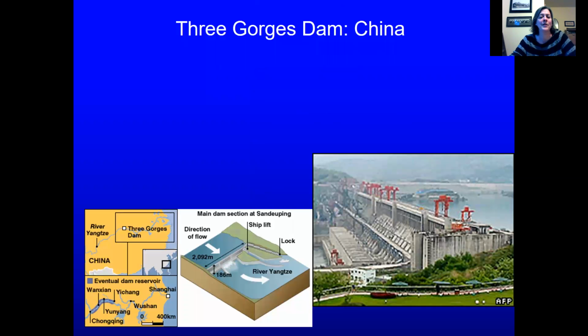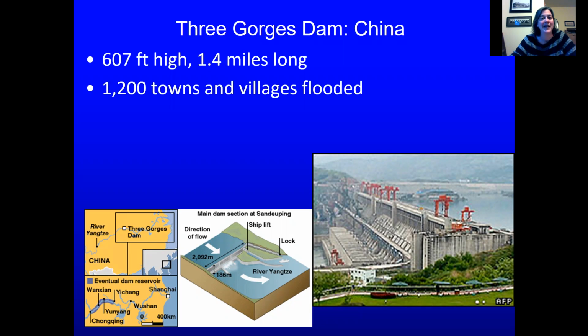All right, and then if you want to go really huge scale, you can go to the Three Gorges Dam in China. They built it on the Yangtze River. It's 607 feet high. It's really long. They had to basically evacuate a whole lot of towns before they flooded them. We've done this in our country too with a lot of our dams along the Colorado River. We flooded old Native American sites, etc.